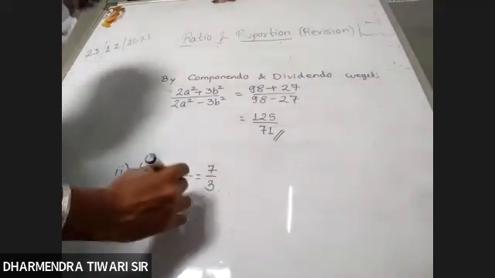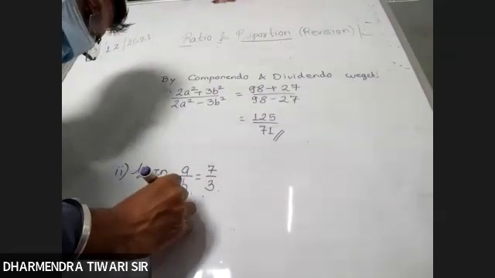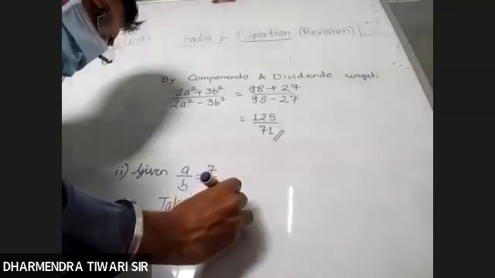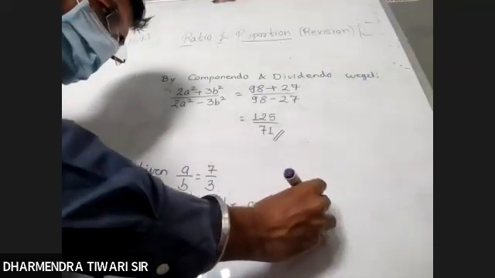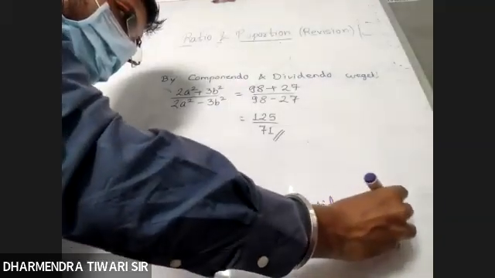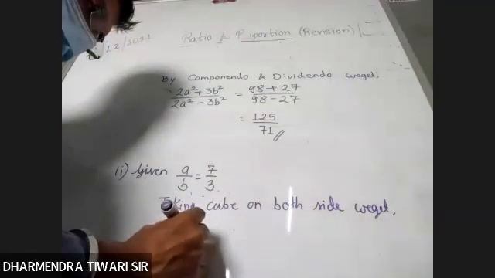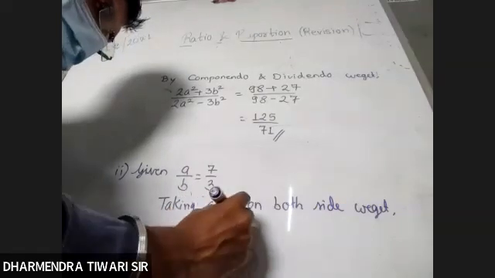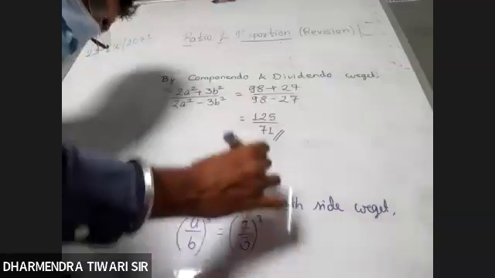Given a by b equal to 7 by 3. So therefore, taking cube on both sides we get a by b the whole cube is equal to 7 by 3 the whole cube.